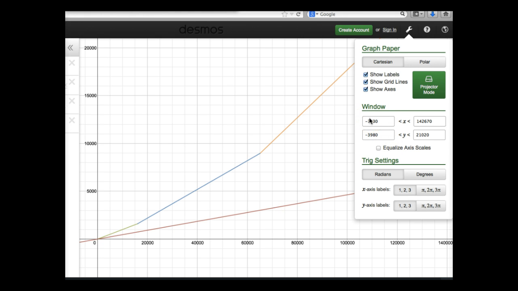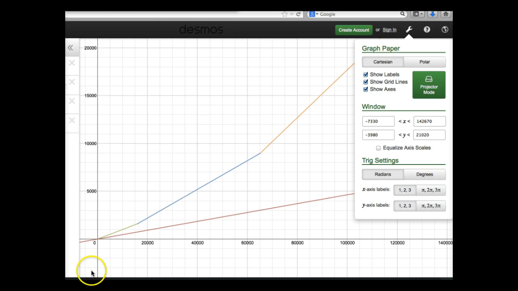Typically you want your x minimum to be 0. I have it a little bit bigger just so we can see to the left a tiny bit. But then your x maximum has to be the income that you think you're going to be analyzing at some point. So I have it going all the way up to $142,670. If I only had 10 here, would $10 of income make sense? That would be no. So you want to make your x max big enough to look at all the income values that you're interested in. Same thing for y.